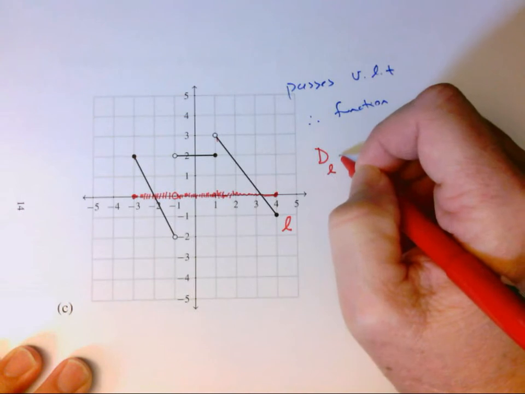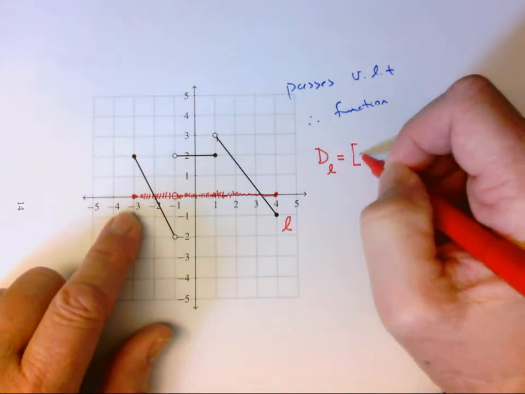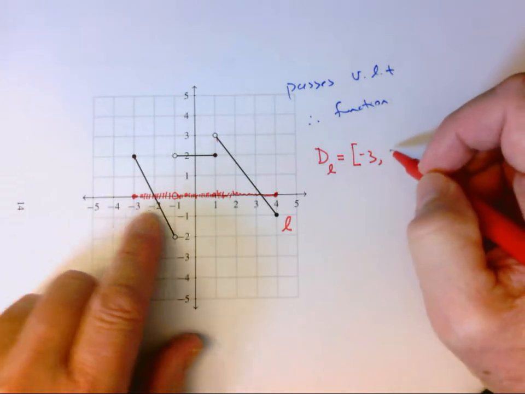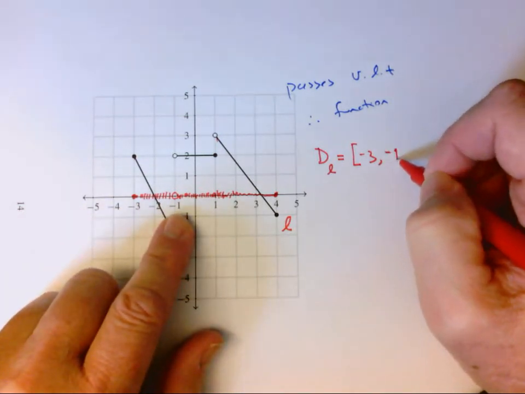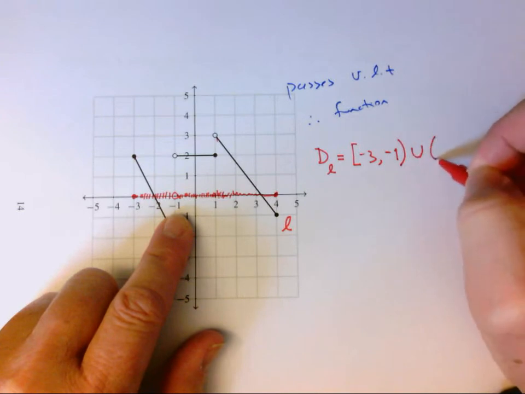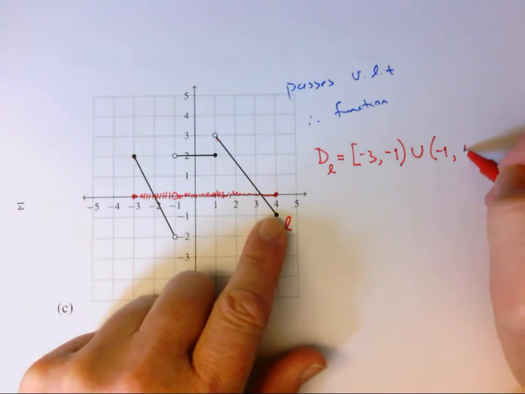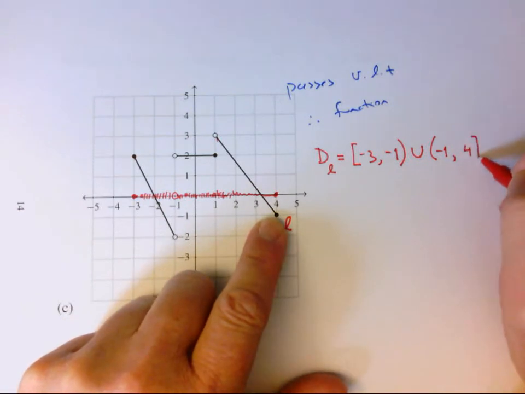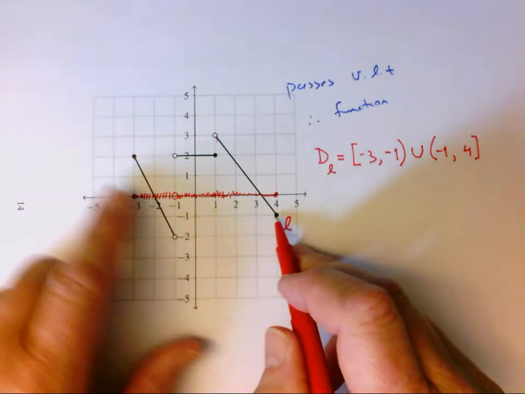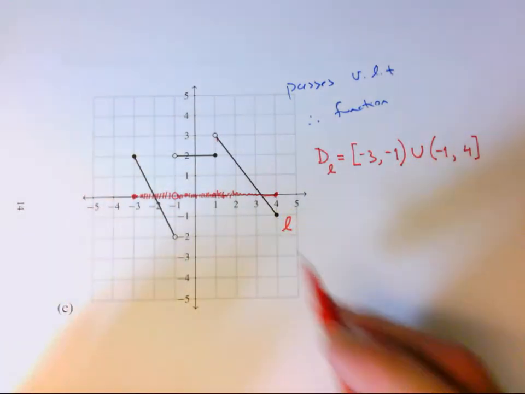So d sub L is going to be, we start at -3, go up to, but don't include -1 because we have a hole there. And then start at -1 and go up to 4. We included both the 4 and the -3 because those were points that were in the domain. We had to exclude the -1.